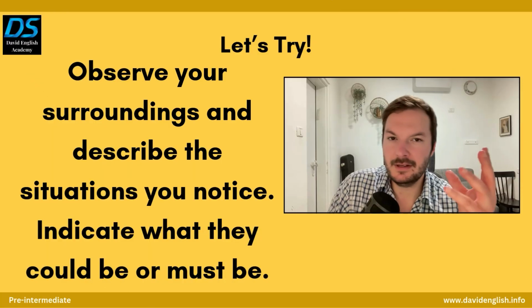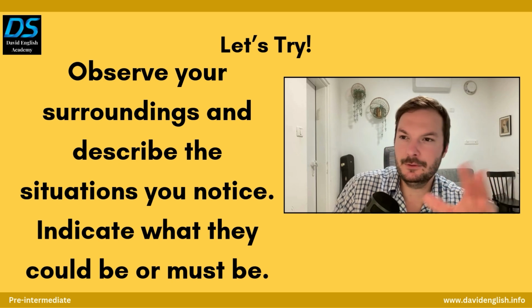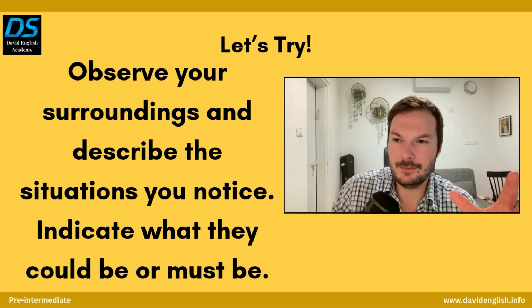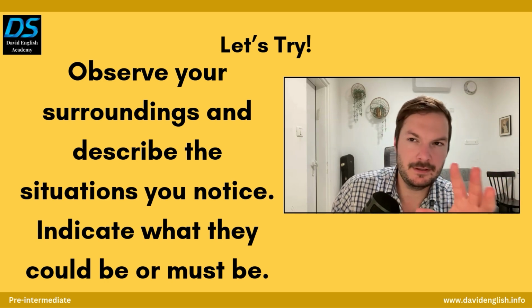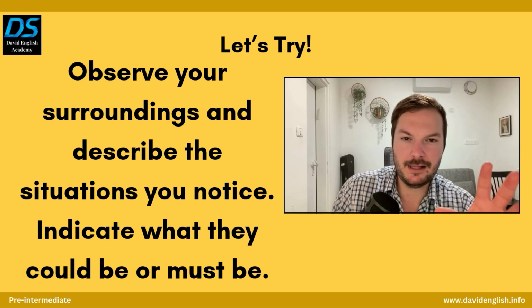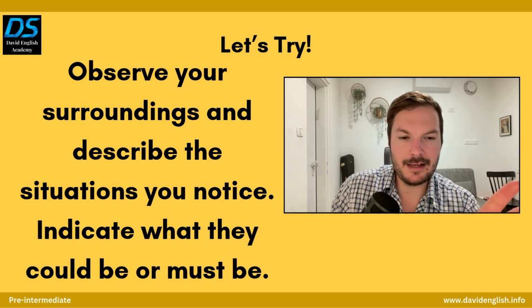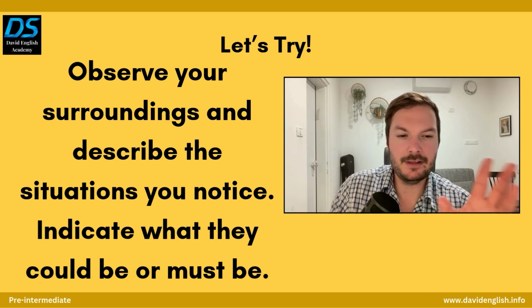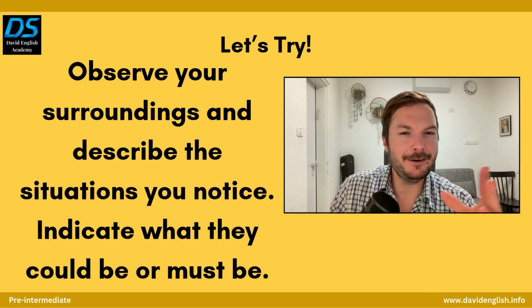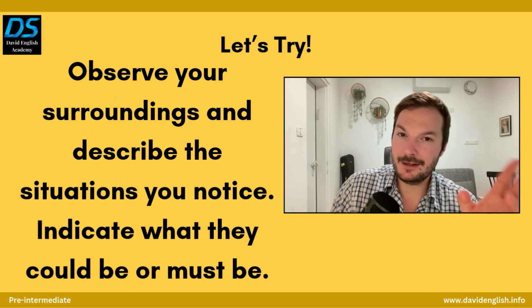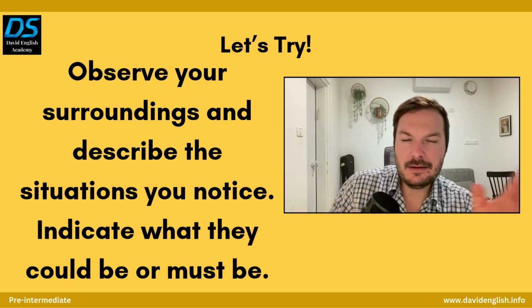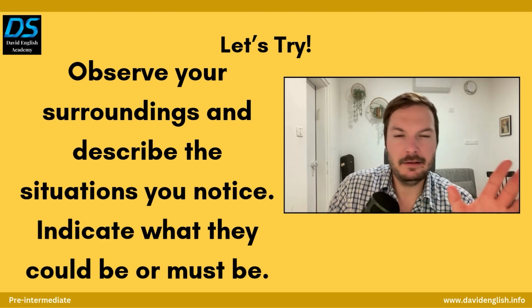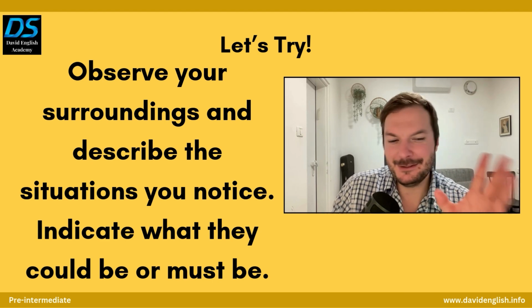I think a really good way to practice this is if you go into a cafe or something and you observe the situation, like sociology, observe your surroundings and describe the situation you notice and indicate what they could be or must be doing. It's actually a fun game you could do. You could look at a couple and say, oh, they must be together for like 5 years or something. You can look at them.